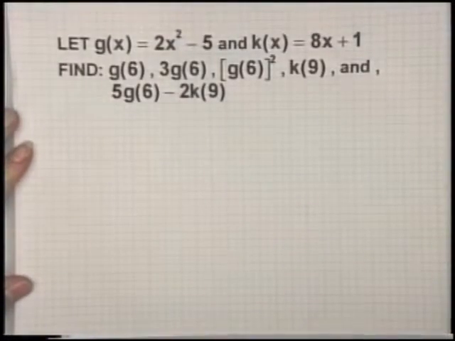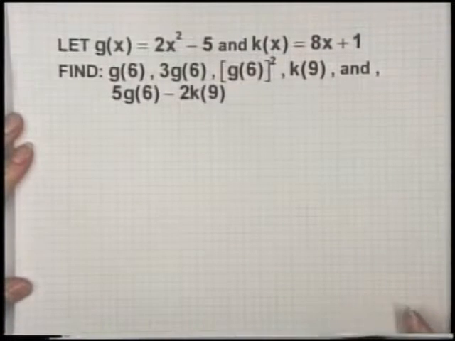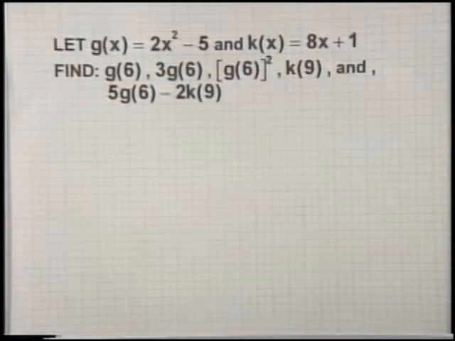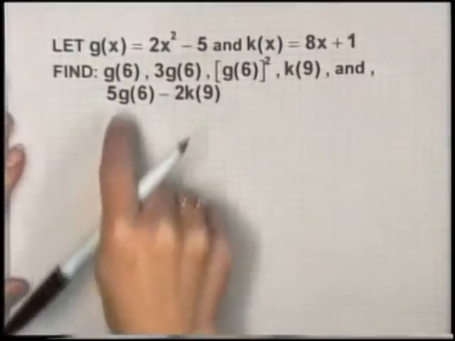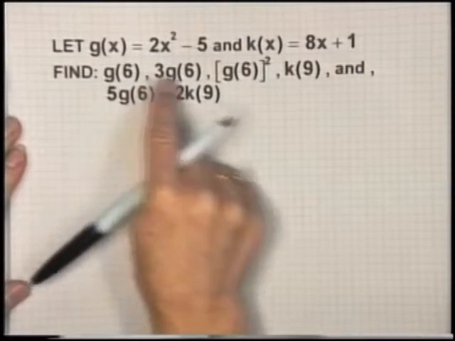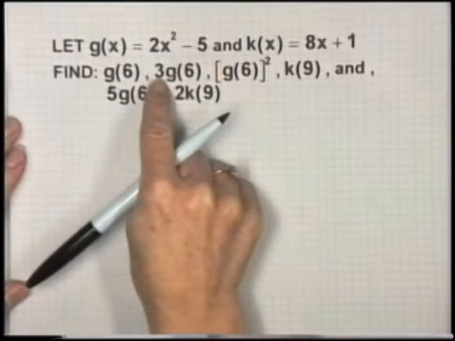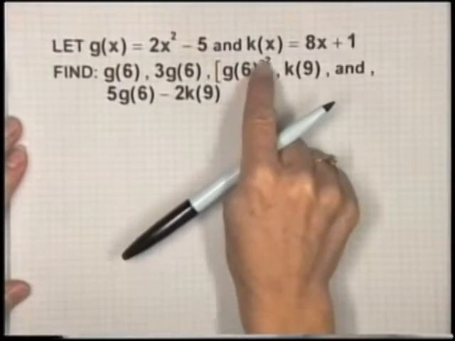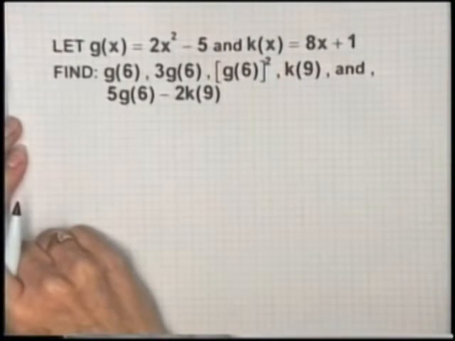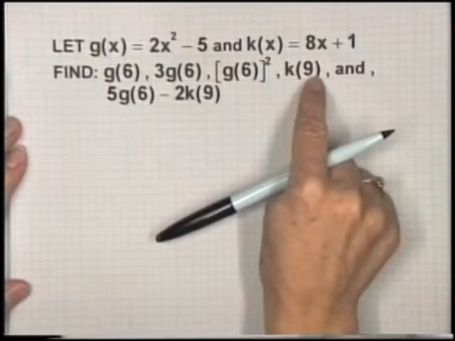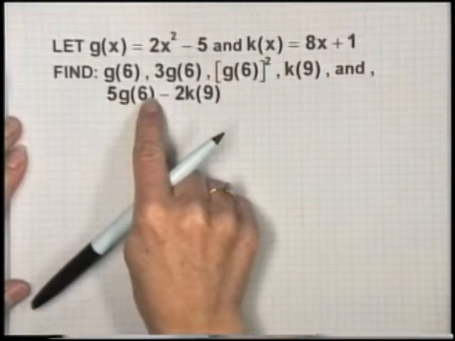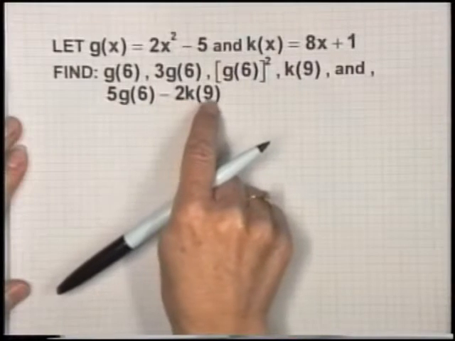I have one other example that I want us to look at. Let g of x equal 2x squared minus 5 and k of x equal 8x plus 1. We want to find g of 6. Then notice this notation. 3g of 6 means 3 times g of 6. Here we want g of 6 raised to the second power. Then we want to find k of 9. And then this expression, this means 5 times g of 6 minus 2 times k of 9.